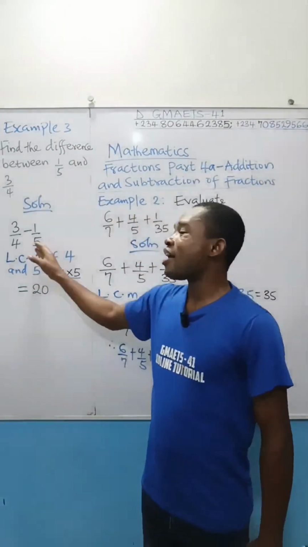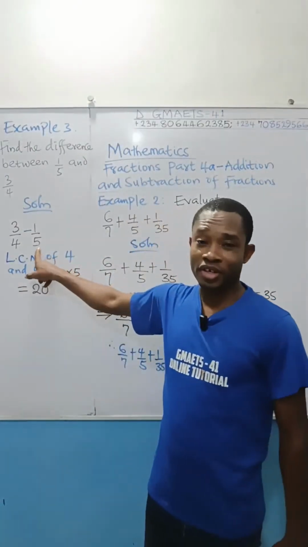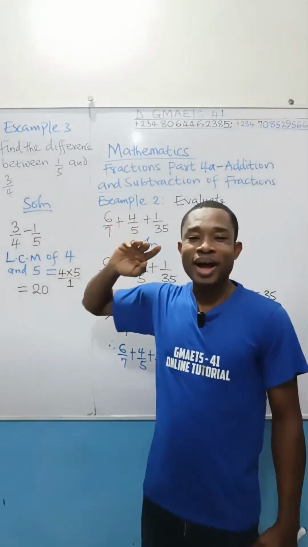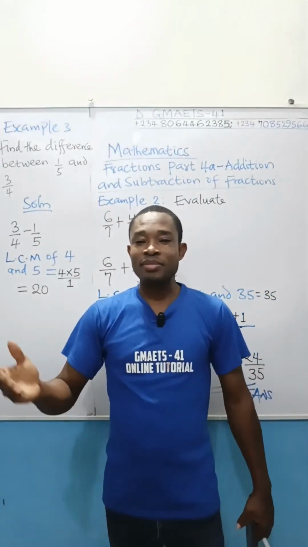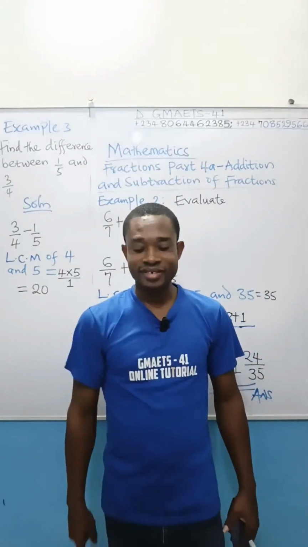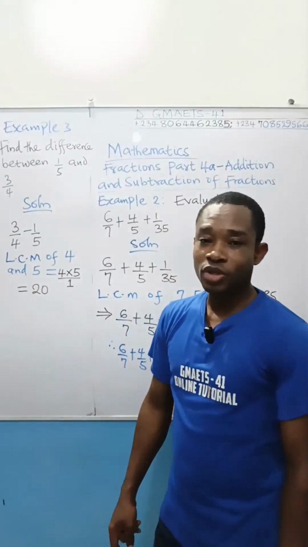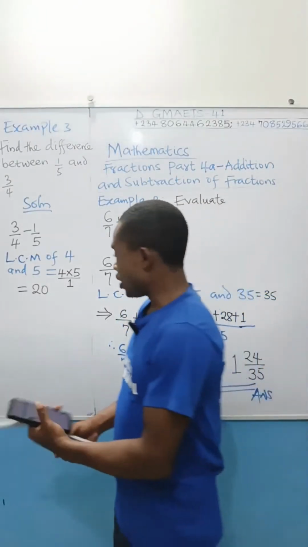So whenever you have any number and a prime number, 5 is a prime number here, or you have two prime numbers, their LCM is simply to multiply both of them. Is that clear? The LCM is simply to multiply both of them. All right, let us proceed.